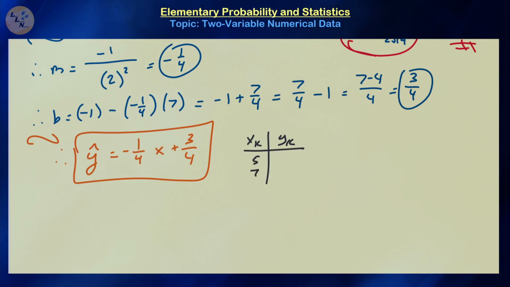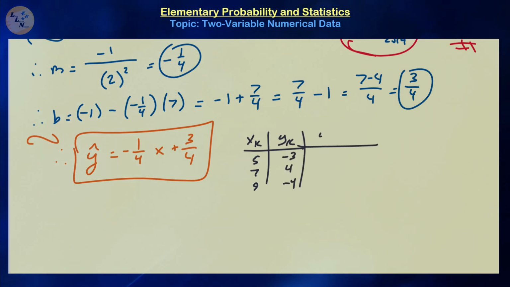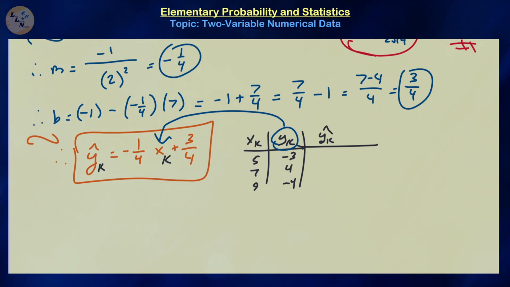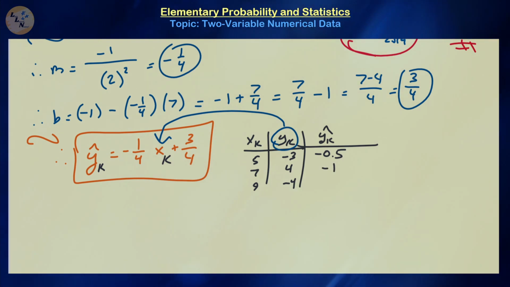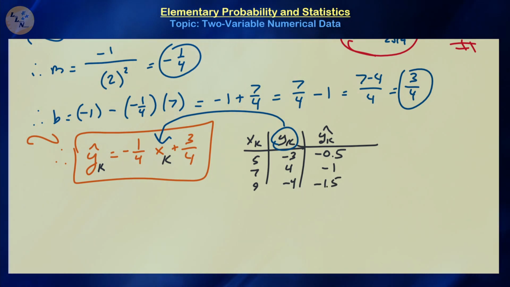So that's going to be 5, 7, 9, -3, 4, -4. And then for our y hat k, we're going to take our x values and substitute them in, and that is going to give you our y hat k values. So if we subscript k, that is going to generate those values. So -3 times -1/4, and then add 3/4, that's going to give us -0.5. Do the same for 4, that's going to give you -1. Do the same for 7, that's going to give you -1. Do the same for 9, that's going to give us -1.5.